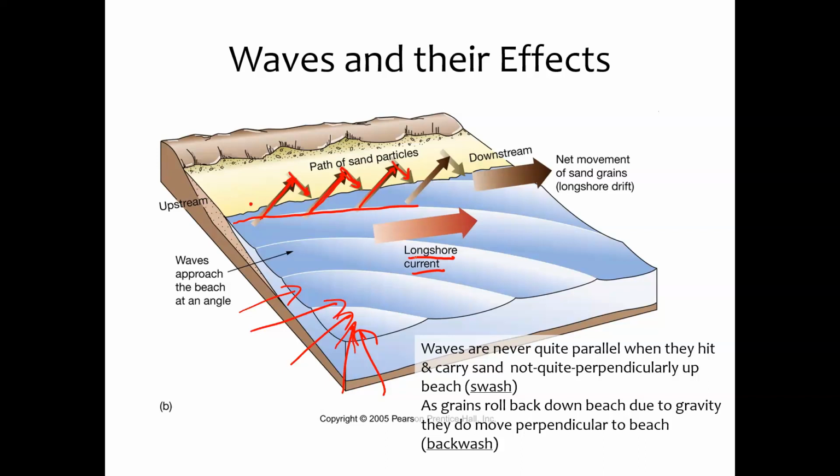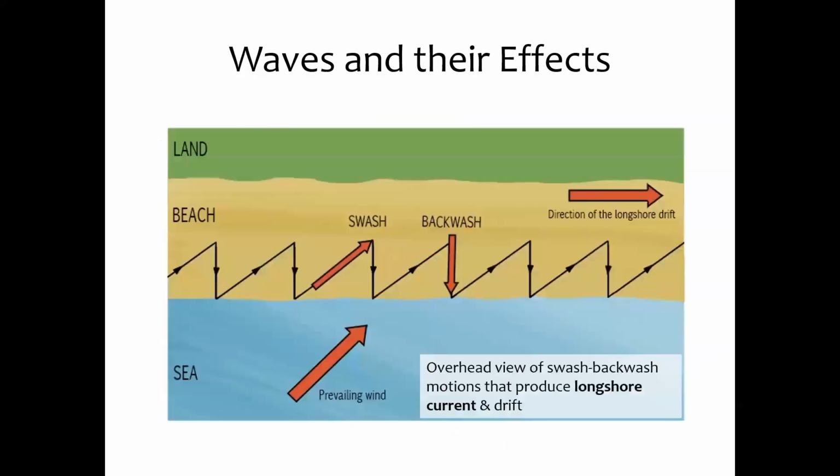So the longshore current is generated by the wave motion and refraction at the shoreline, which in turn is generated by the wind. It's the ultimate source of that longshore current. Here you see just another view of that. Prevailing wind is this way. And so we know that there will be some refraction as it gets towards shore, but not complete.